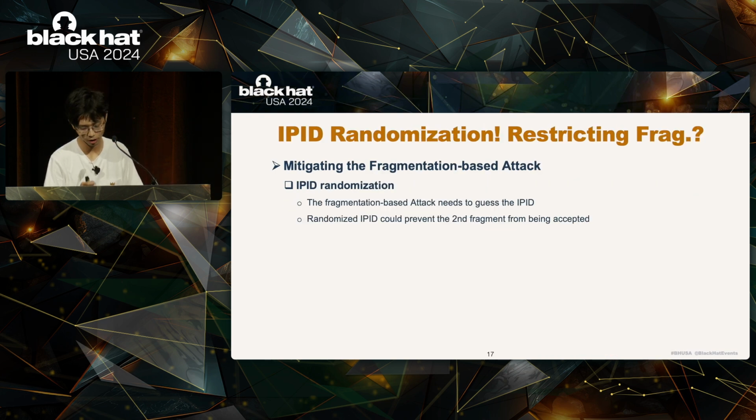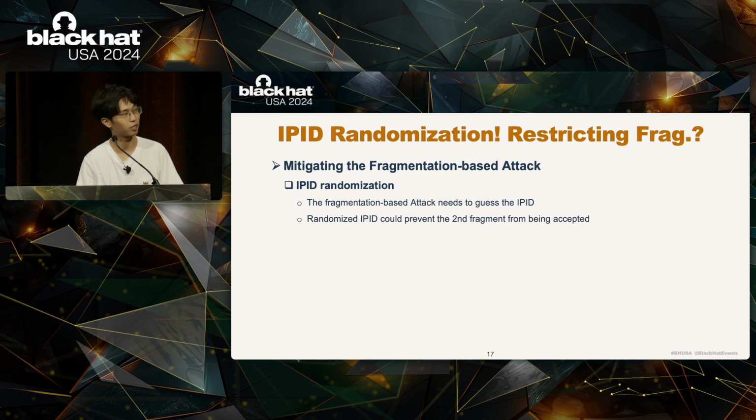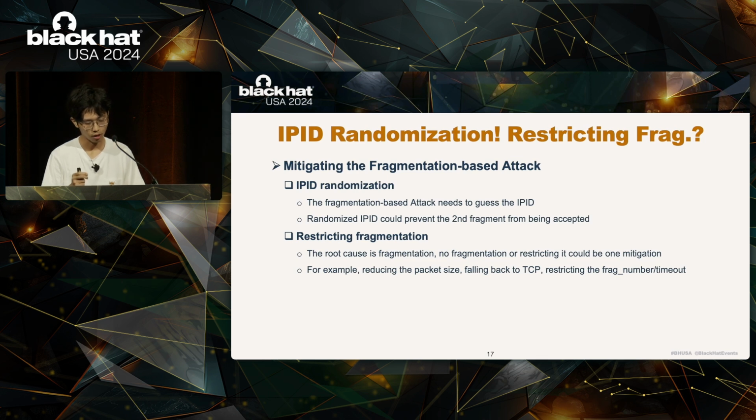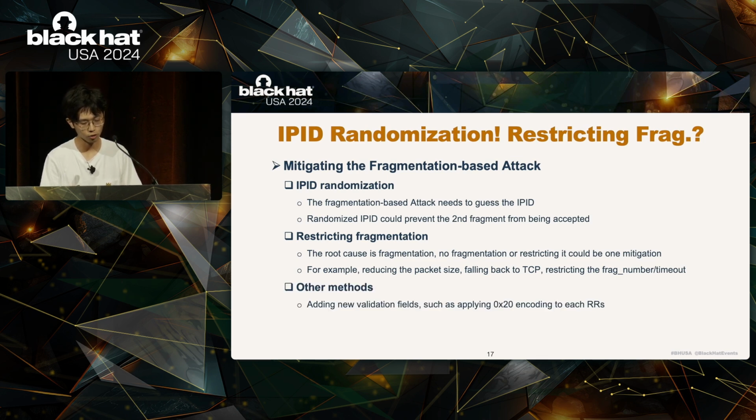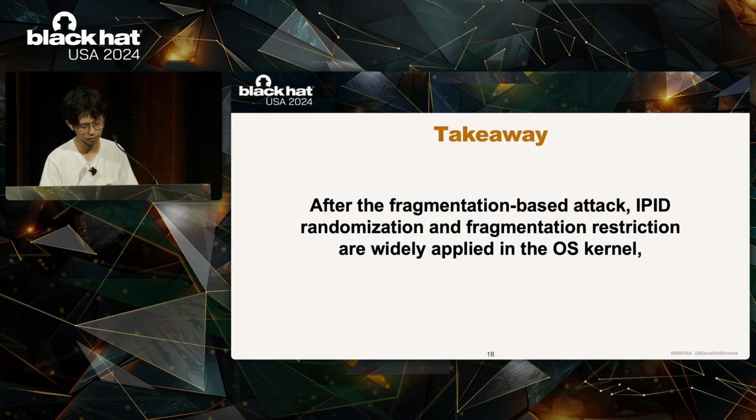To mitigate the fragmentation attack, IP ID randomization is added to increase the identification field guessing entropy. Besides, restricting fragmentation and adding new validation fields, like applying encoding weight to each resource record, also works. So after the fragmentation-based attack, IP ID randomization is widely adopted, and now it's difficult to conduct.